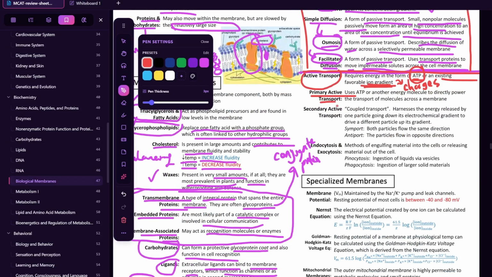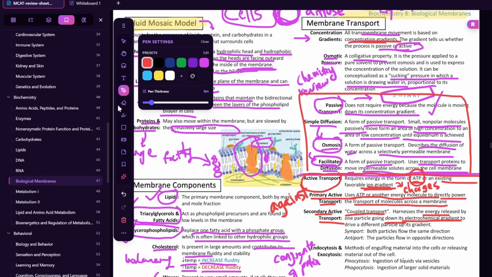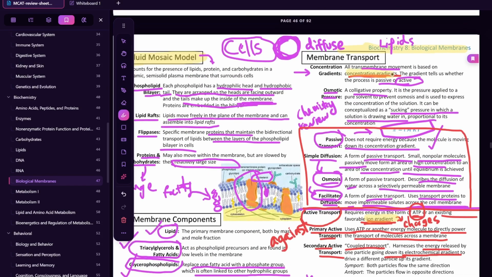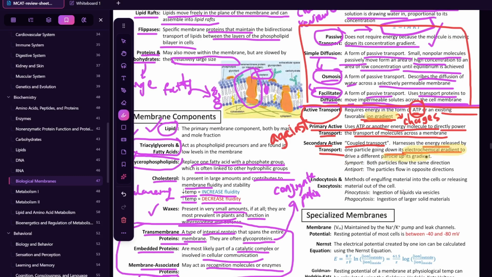Primary active transport uses ATP or another energy molecule to directly power the transport of molecules across the membrane. And remember, it's moving against the concentration gradient if you're using active transport. Secondary active transport, also known as coupled transport, uses energy released by one particle going down its electrochemical gradient. When people say electrochemical, they mean it's considering both the ion gradient and the concentration gradient. This drives a different particle up its gradient. It's going up, or in other words, against the gradient. So if you're going against something, it's going to need energy.